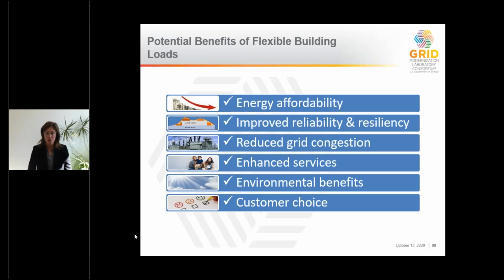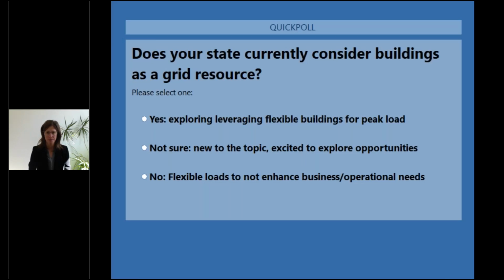So with that, I think we can go into the poll questions. I just have a couple here to gauge your engagement on this already. So does your state currently consider buildings as a grid resource? Three responses: yes, you're exploring leveraging flexible buildings for peak load; not sure, you're new to this topic, but excited to explore these opportunities; and no, flexible loads do not enhance business or operational needs.